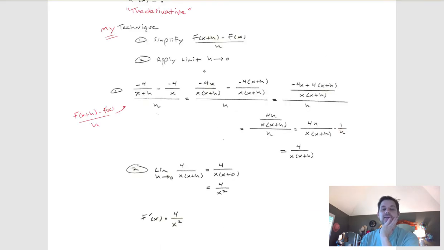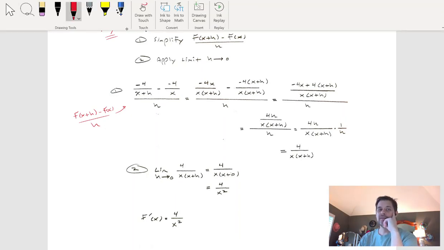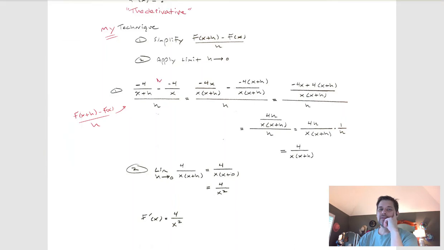Let's go back, and I'll say, okay, I need to subtract these, and that means I need a common denominator. The LCD is x times x plus h. So I multiply this fraction by x over x, giving me negative 4x over x times x plus h. And I multiply this fraction by x plus h over x plus h, giving me this fraction. Okay, now I have a common denominator. Next step.